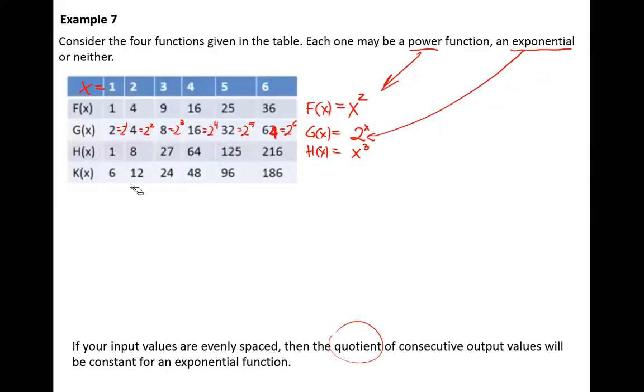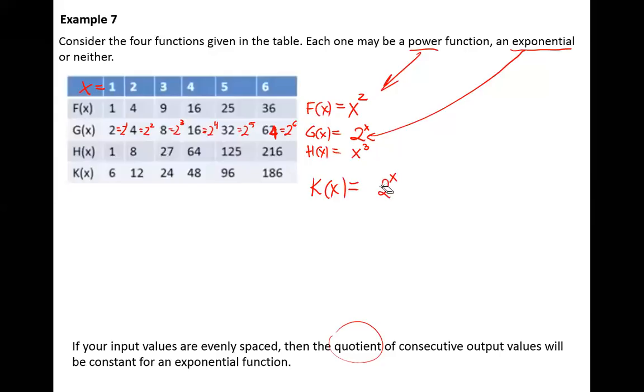Let's see, 6, 12, 24, 48, 96. Looks like I'm doubling the amount. If I divide 12 by 6, it is 2. 24 divided by 12 is 2. 48 divided by 24 is 2, and so on. Since I am multiplying by a constant, my quotient is 2. That means I'm assuming that it is again an exponential function, 2 to the x.